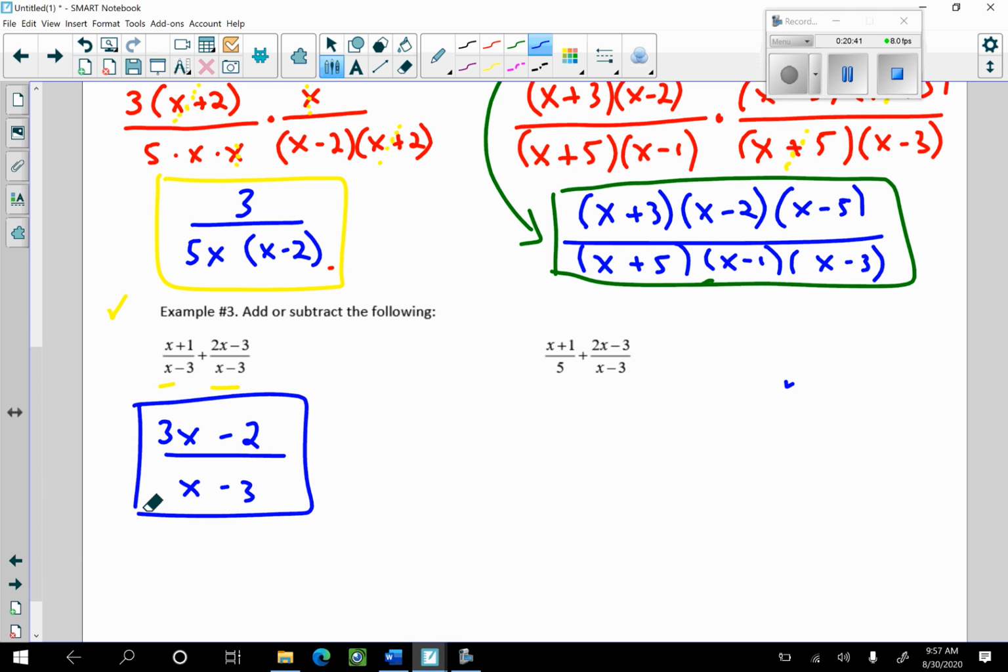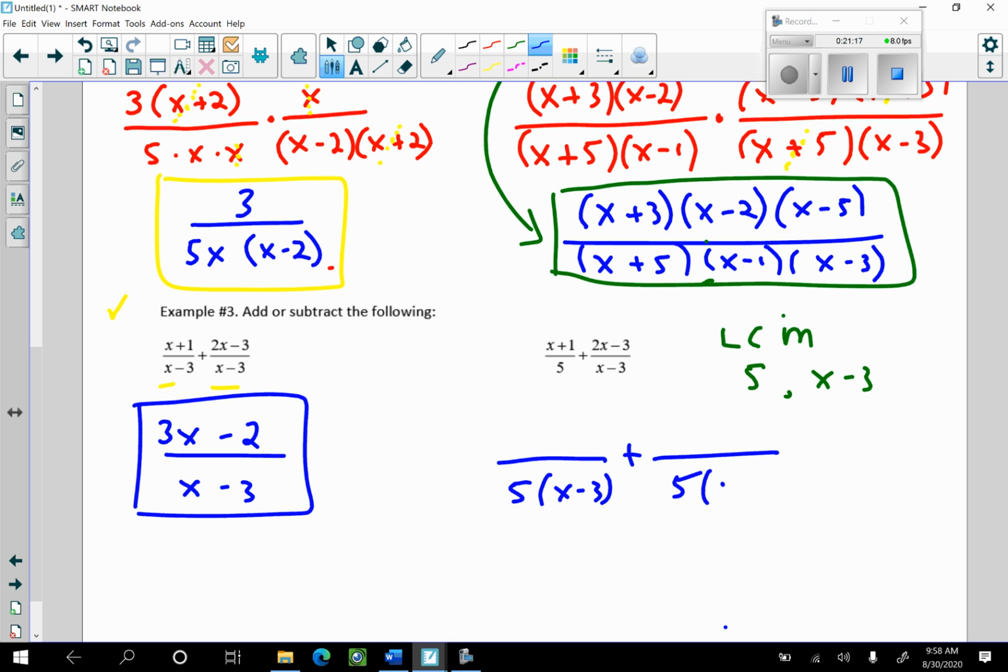And now in order to add these, I have to have the least common multiple, or the least common denominator, whatever you want to call it, of 5 and x minus 3. Well, these are both prime, so the least common multiple will be 5 times x minus 3, so that's going to be my denominator. 5 times x minus 3.